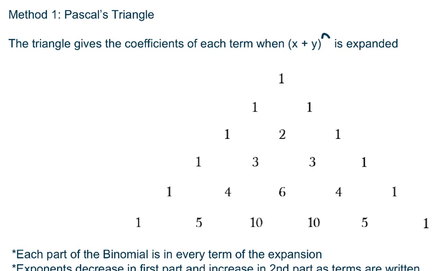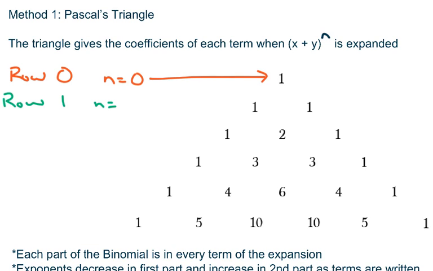This is just kind of the basic nuts and bolts of Pascal's triangle. So this first number right here, this 1, is row 0, okay? So row 0, and we're going to use this row when our exponent is equal to 0. So when we have x plus y to the 0 power, well, anything to the 0 power is just 1. Okay, so that's this right there. The next row, row 1. Row 1 is when n is equal to 1.